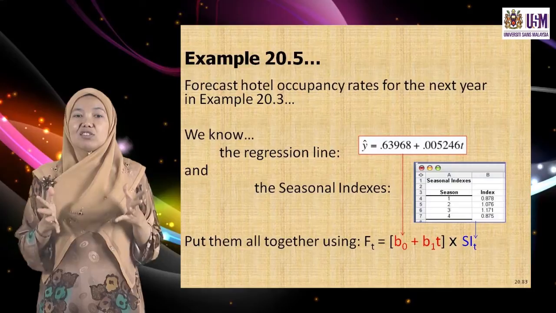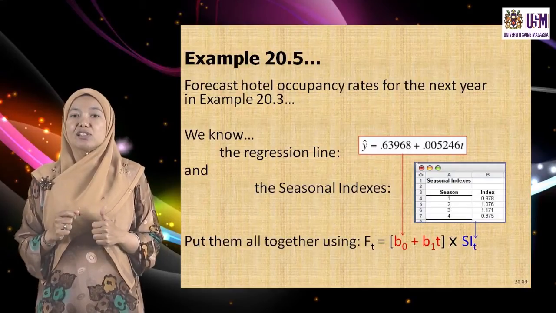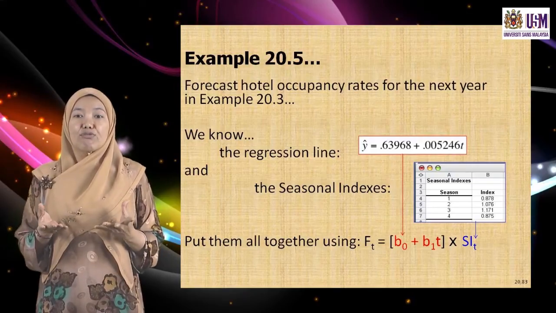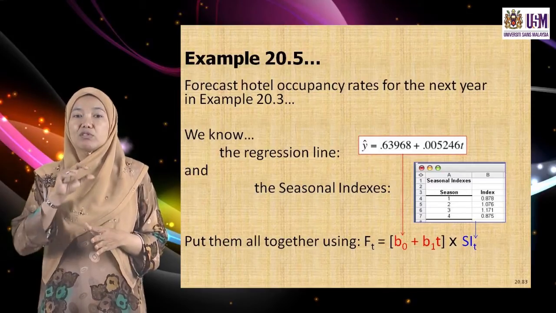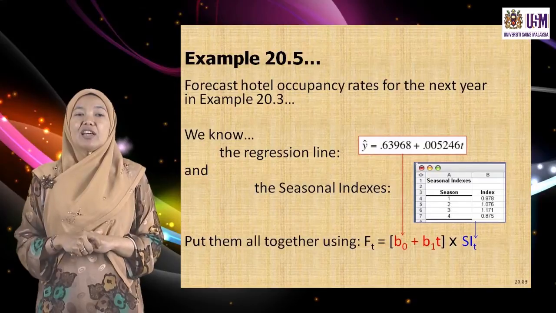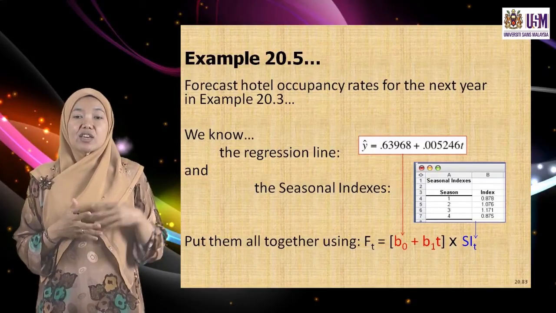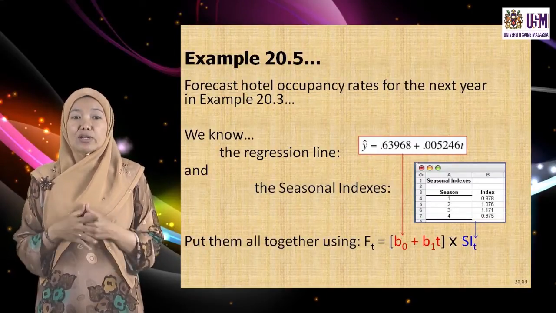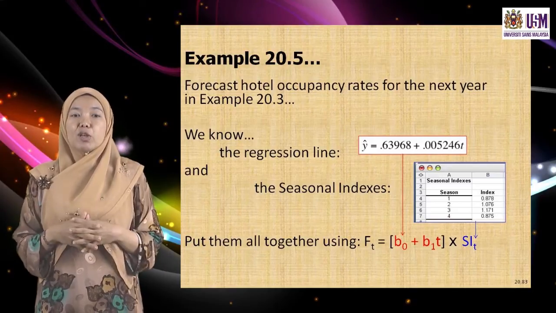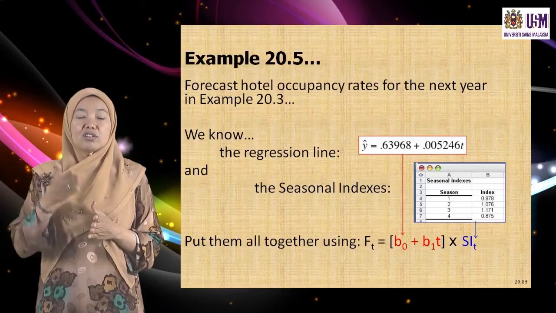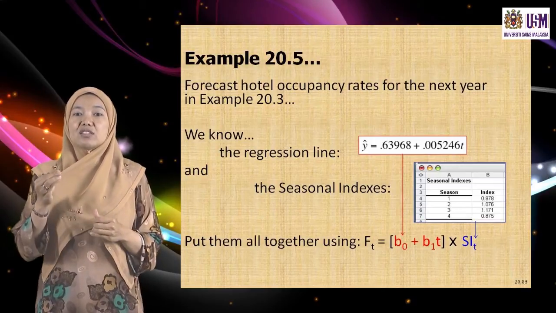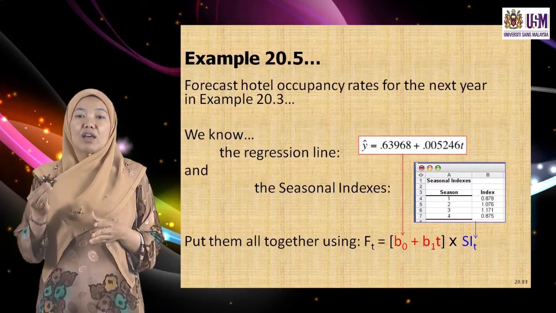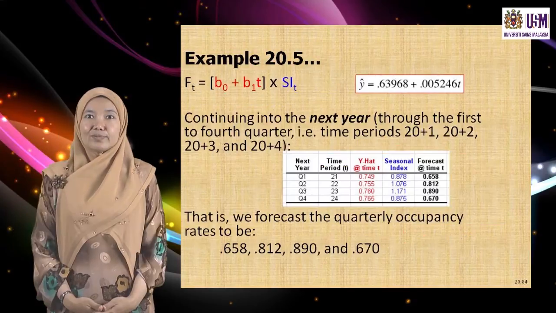So in this case, you know that your regression line, y hat, equals 0.63968 plus 0.005246 multiplied with t. That is your regression line, that is your trend line, and you already calculated your seasonal index using your computer. So you have the seasonal index for the different quarters, quarter 1, quarter 2, quarter 3, quarter 4. So what I need to do is put them together. So your forecast value FT equals your regression line, 0.63968 plus 0.005246T, multiplied with whatever your respective season.